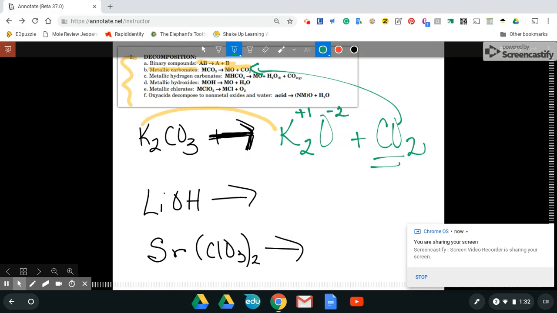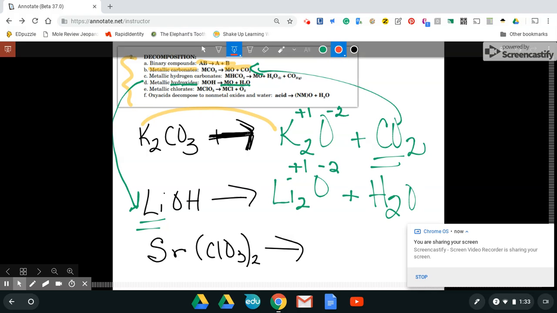Now, let's look at this one. If I look at lithium hydroxide, if you find the word hydroxide right here, I'm going to produce a metal oxide and water. So my metal is lithium. Oxide means it has oxygen attached to it. Remember, this is a +1, this is a -2, which is why I've got the 2 there. And then write what you have left over, which is water. And I'm getting that from right there.